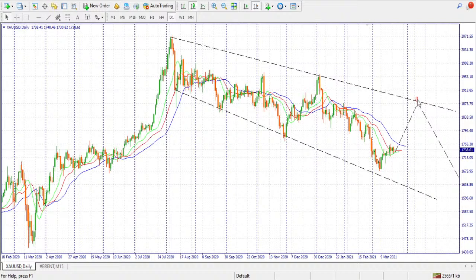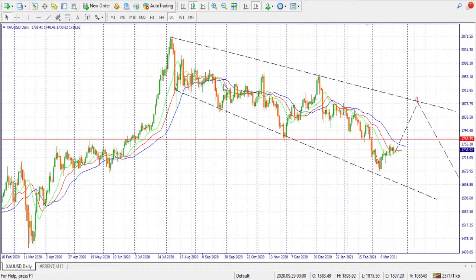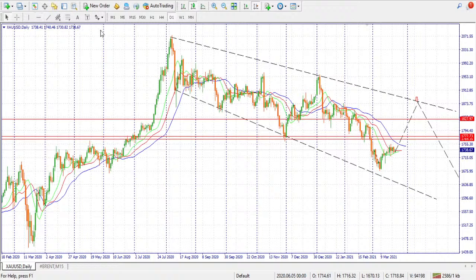So on its way to the upper side, we do have some levels where the price may find problems crossing beyond. This is the first level. So if the price comes back up to around 1777.72, expect some reaction from around that point. Also expect another sort of reaction from this point.